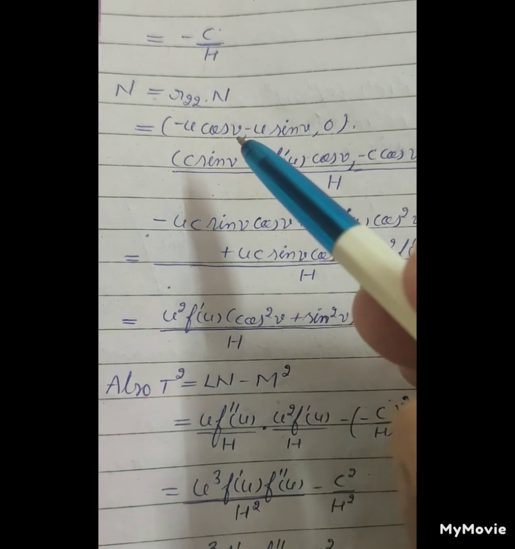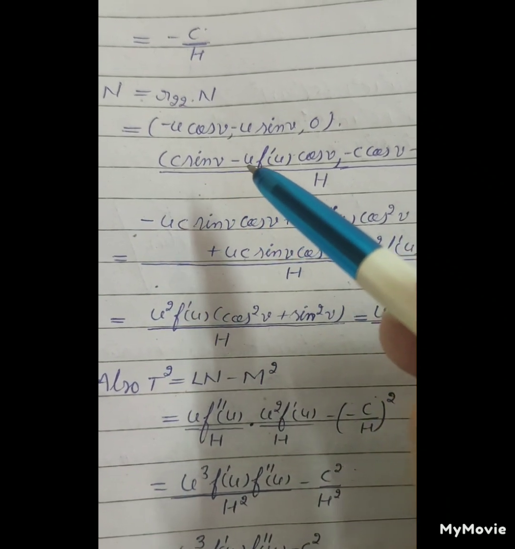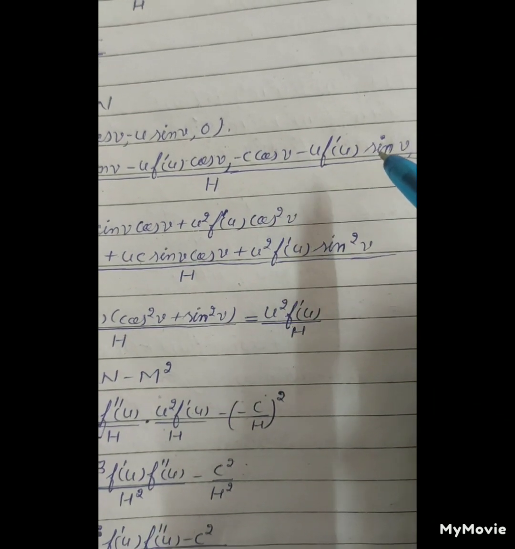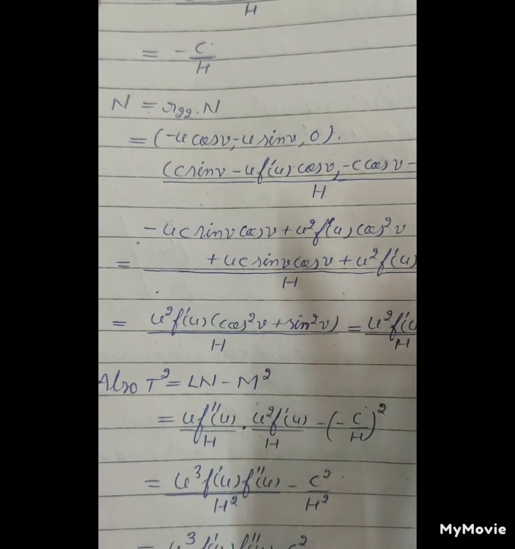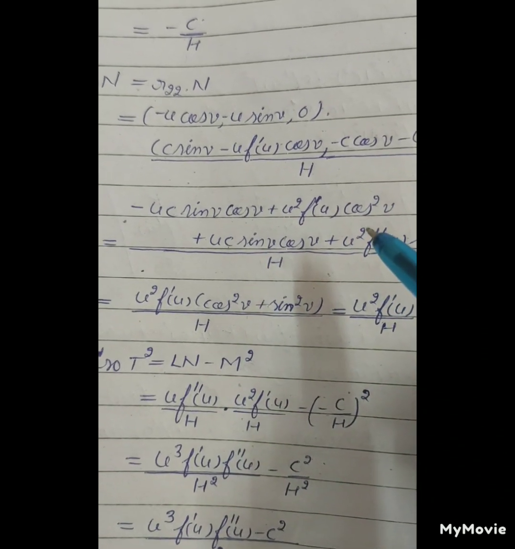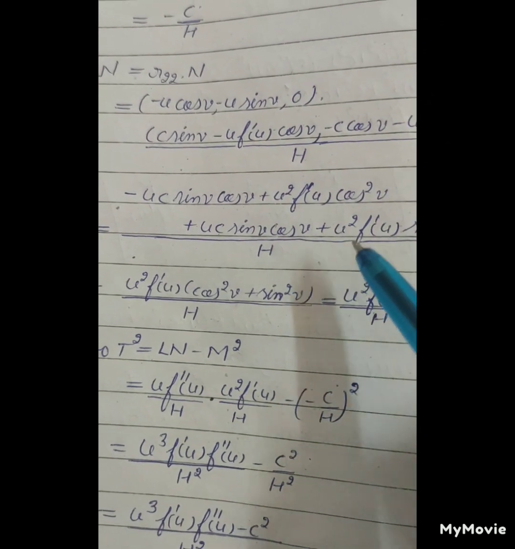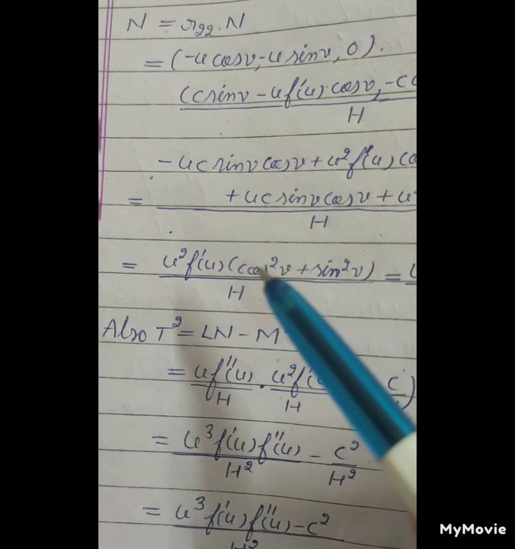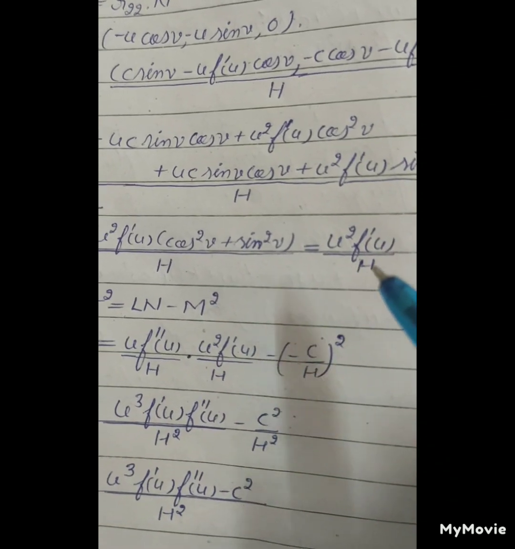N equals r22 dot n, equals (minus u cos v, minus u sin v, 0) dot (c sin v minus u f dash u cos v, minus c cos v minus u f dash u sin v, u) upon H, equals minus u c sin v cos v plus u square f dash u cos square v plus u c sin v cos v plus u square f dash u sin square v upon H, equals u square f dash u (cos square v plus sin square v) upon H, equals u square f dash u upon H.